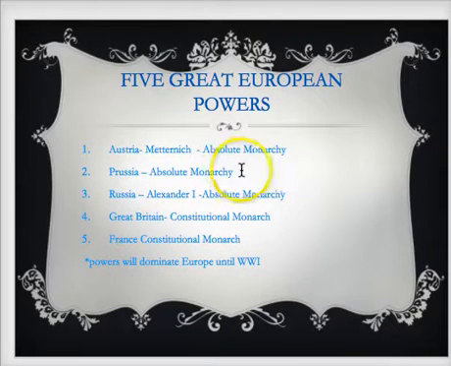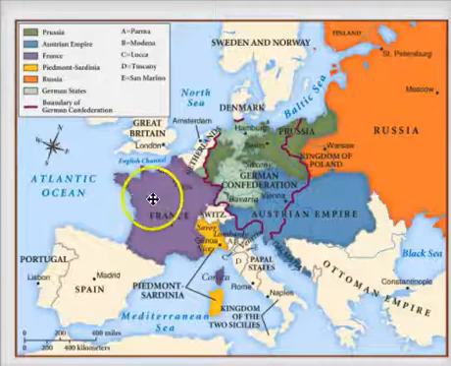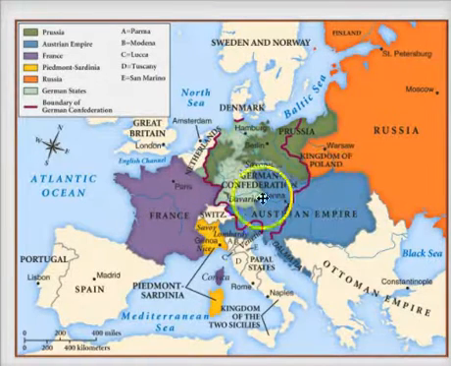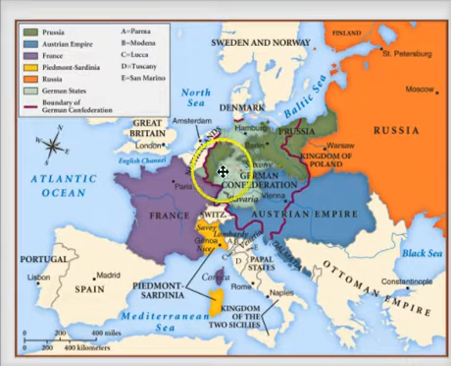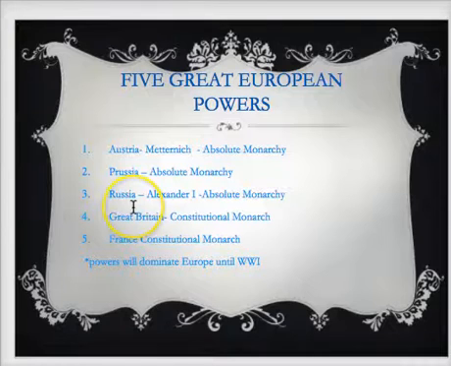Prussia is going to be another power that meets, and it's going to also be a very conservative power, absolute monarchy. And if you look at the map and you look where we're located, you have Austria close to France, and then you have Prussia bordering. Prussia is these two areas. You also have Russia, Alexander I, the Tsar, bringing absolute monarchy. Great Britain is going to be a constitutional monarchy.